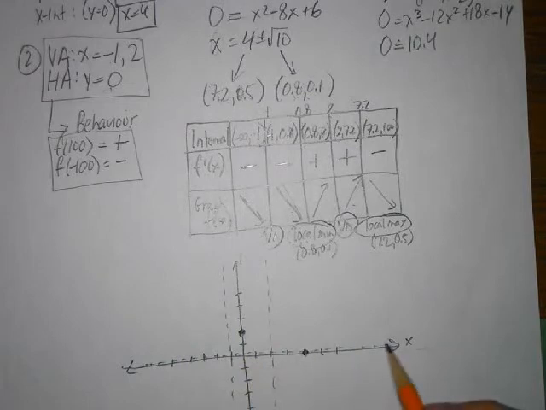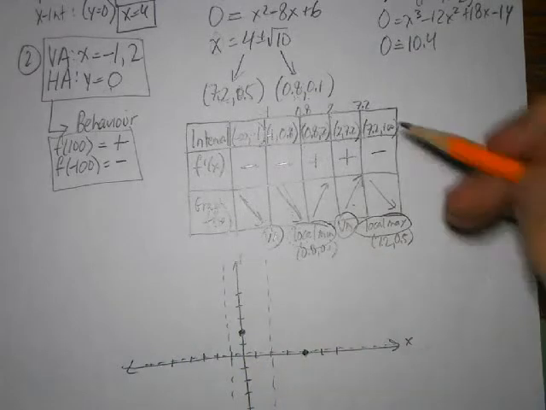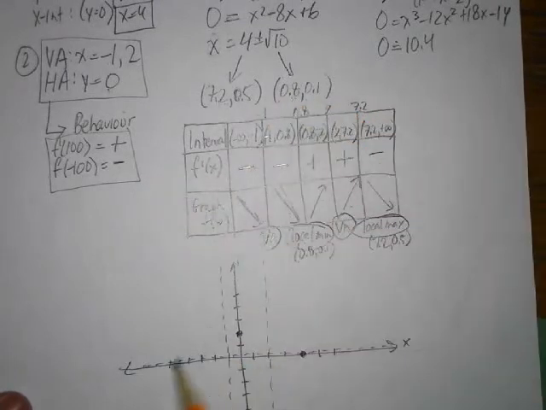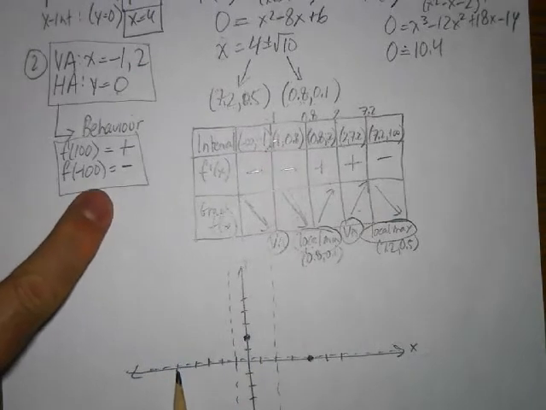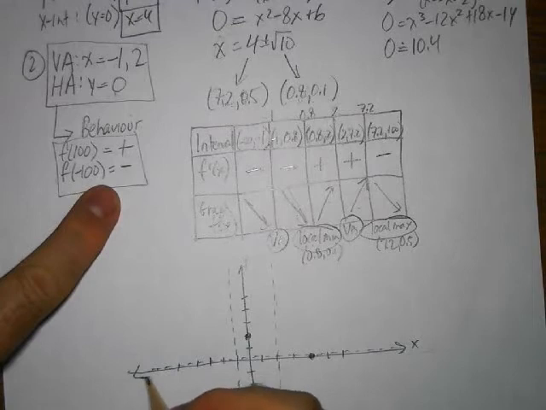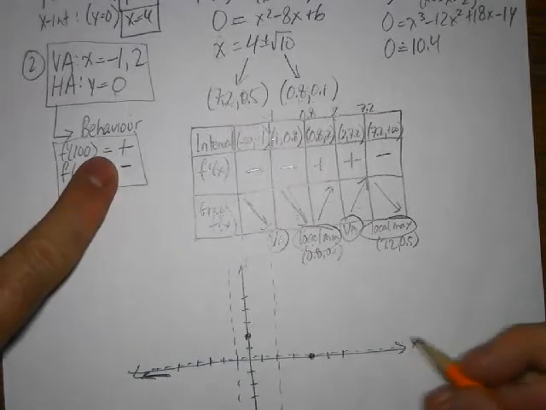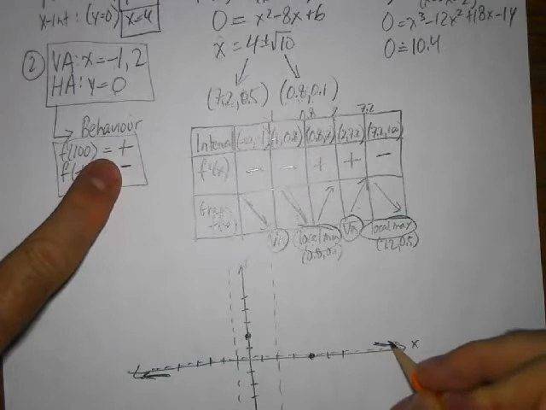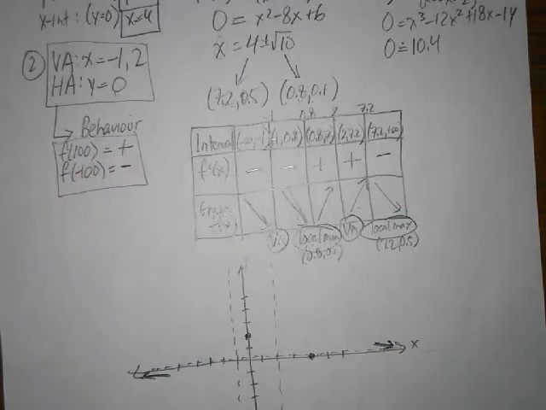Okay. Now, for my end behavior, I'll do this one first. So from the left, I'm coming from below. So I can put a little arrow there to help me out. And as x approaches positive infinity, it's coming from above. So something like this. Okay, so I've got that.